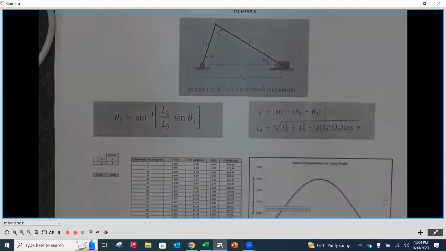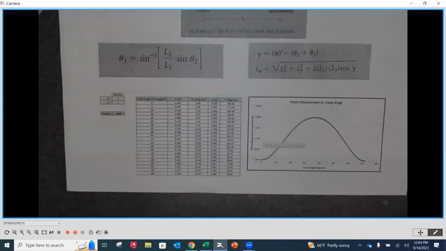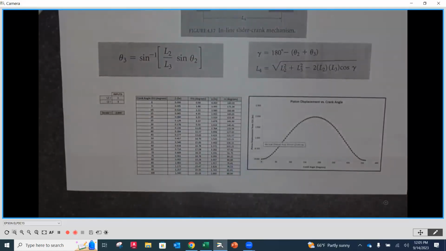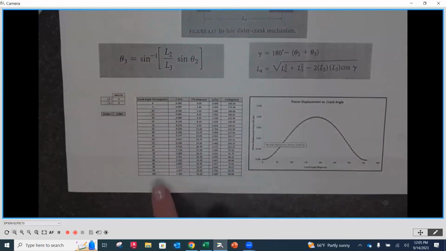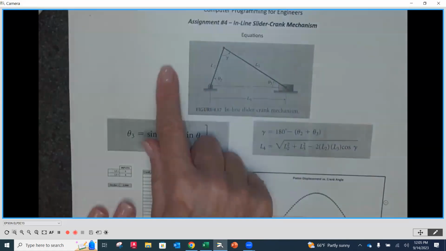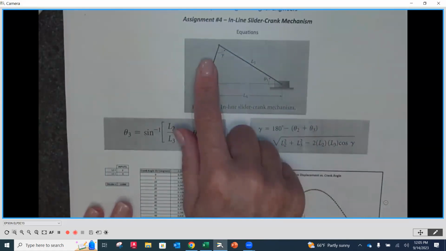Then I want to give you a peek at what you're going to be creating in your spreadsheet. This is a screenshot, not of the entire tabulated data. You'll notice this starts with 0 degrees and goes to 100, but in 5-degree increments, you're going to go all the way to 360. So it's one full revolution of this crank going all the way around.